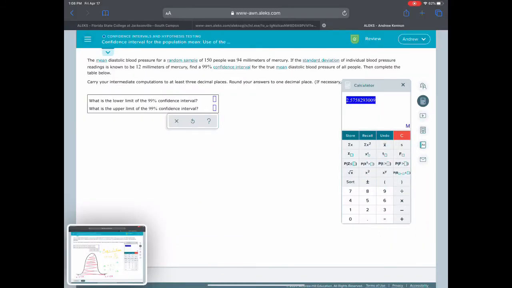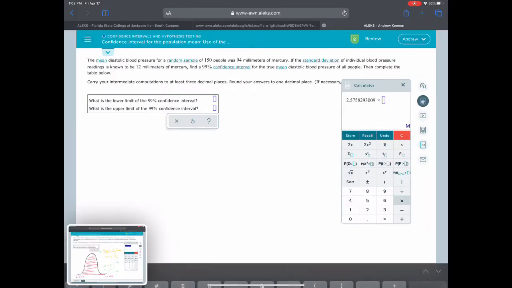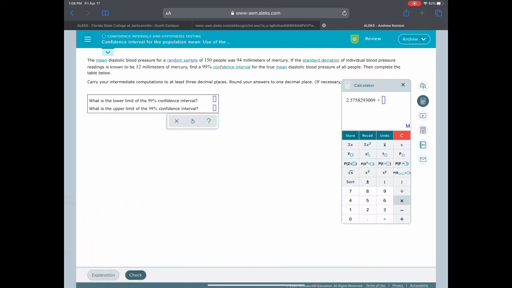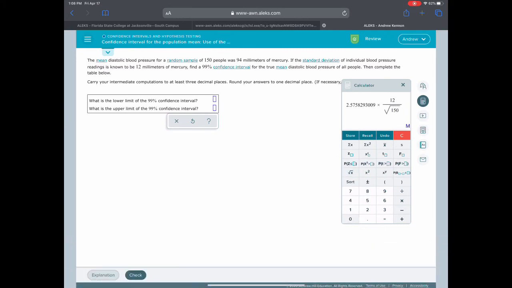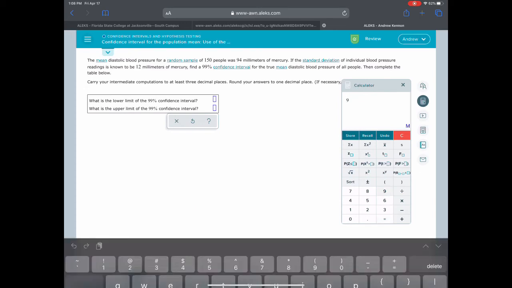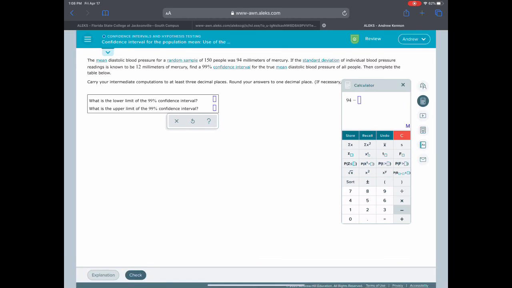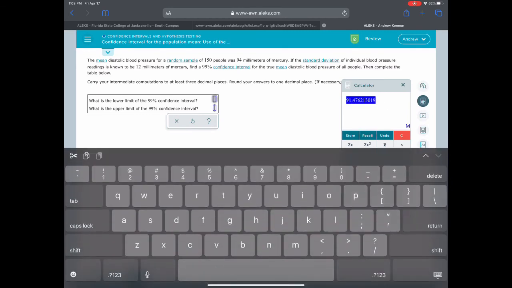So I'm going to take this number times 12 divided by the square root of 150, so get that standard error. Now we have, that's our margin of error. So I'm going to store this because we're actually going to use this twice. So what I want to do is, let's do 94 minus our margin of error. So that should be our lower bound since we subtracted. 91.476. We need to go to 1 decimal place. So we just got 91.5.